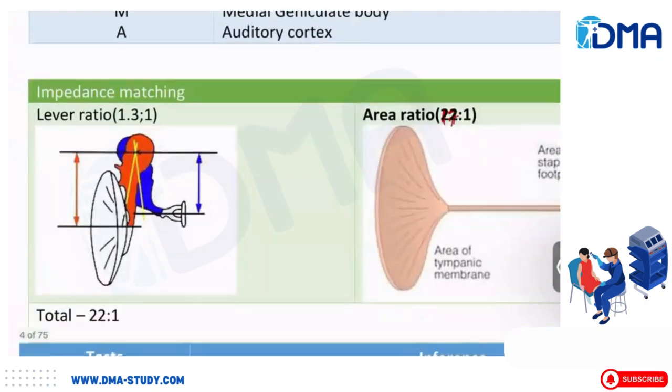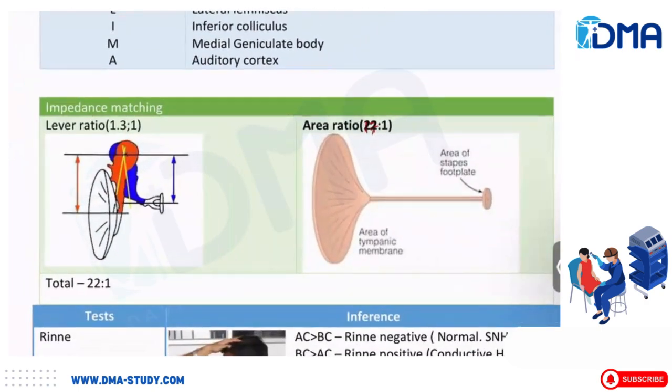Next, there is an important physiological balance given by the body called impedance matching. Whenever energy jumps from one medium to another, there will be a significant loss of energy. Similarly, the sound in air molecules is first transferred to solid molecules, and after that into the perilymph and endolymph, which are water molecules. So it jumps from medium to medium almost three times.